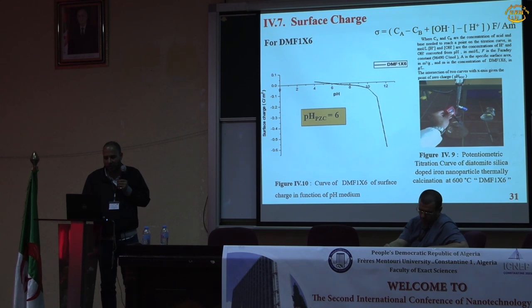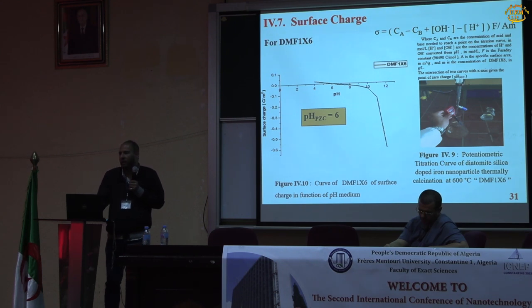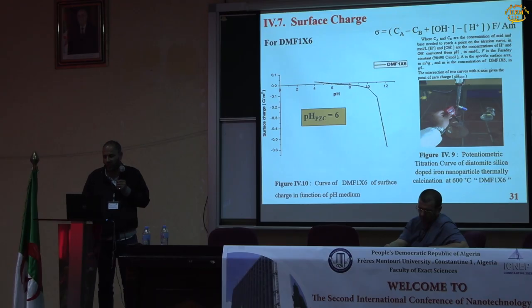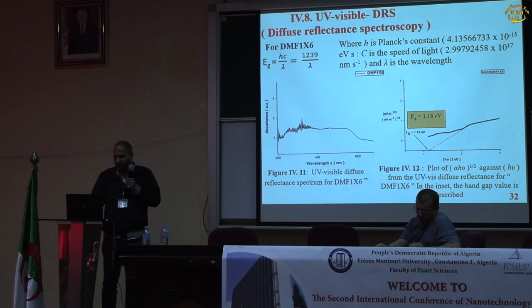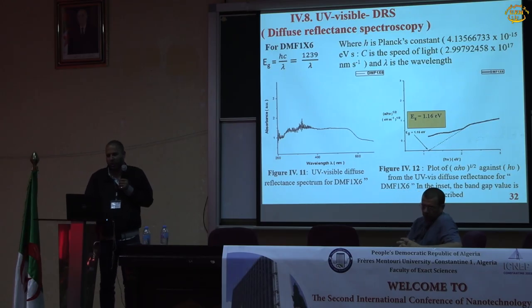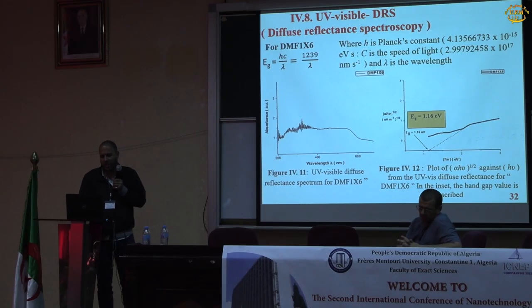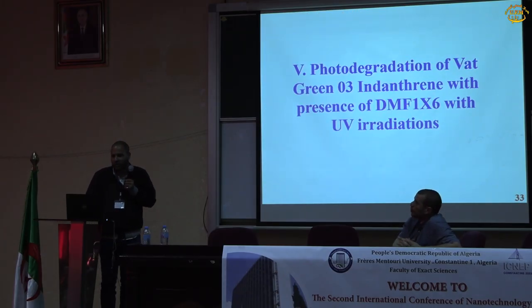From the surface charge as a function of pH, we obtain the pH of zero charge equal to 6 for thermal modified parfaitite with calcination. Diffuse reflectance spectroscopy uses the TOC methods for thermal modified parfaitite with calcination. The maximum wavelength is 238 nanometers. With the TOC methods, we obtain the gap energy of this catalyst, the modified parfaitite with calcination, equal to 1.60 electron volts.